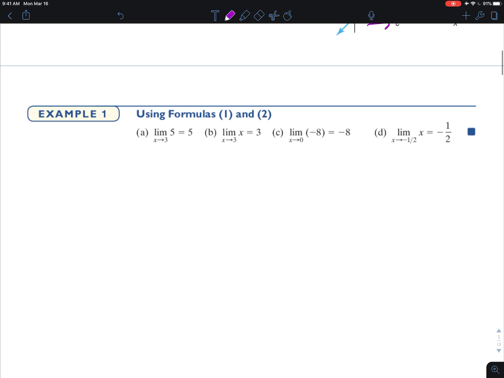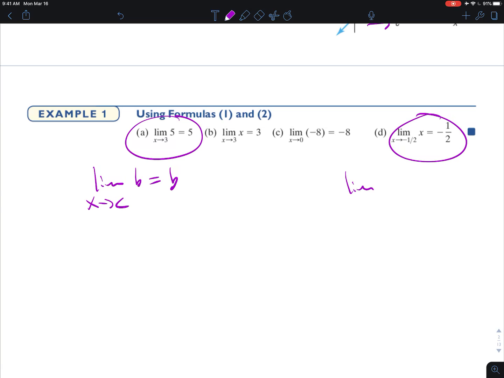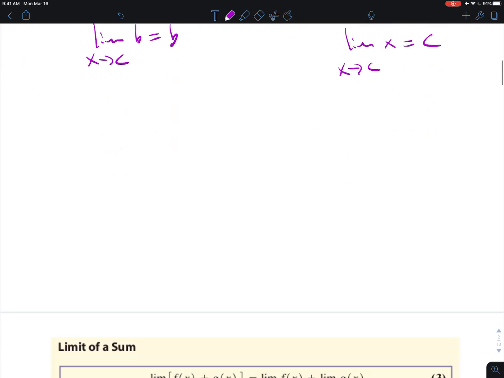We've got a couple more examples here. The first one, this is the limit as x approaches c of a constant. Let's just show the rule here of b equals b. And then, for example, over here, the limit as x approaches c of x is equal to c. So just demonstrating the rules, and then you've got another limit of x here and limit of a constant there.